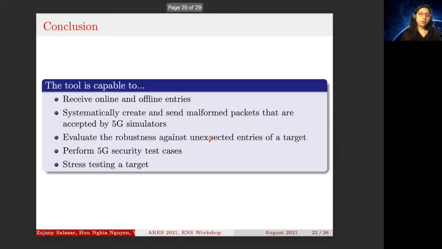Let's pass to the conclusions. We present 5G Replay, a tool that we proved to be able to receive online and offline entries, to systematically create and send malformed packets that were accepted by 5G open source simulators. And also we proved its capability to evaluate the robustness of a target against unexpected entries, to perform security test cases proposed by standardization organisms such as the 3GPP, and to perform stress testing on a target.